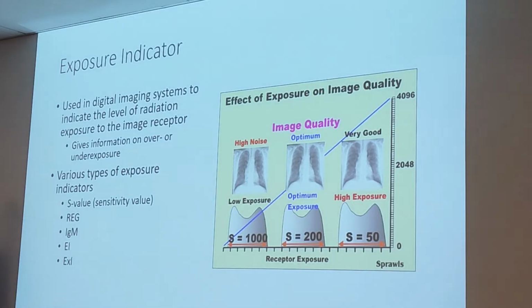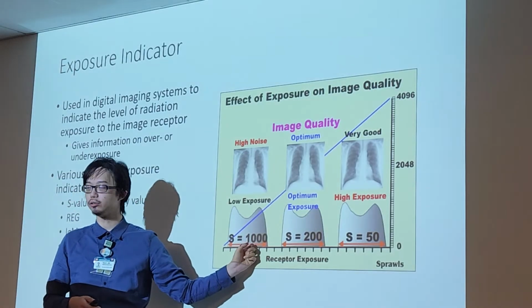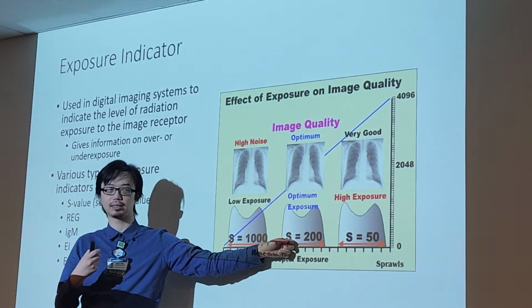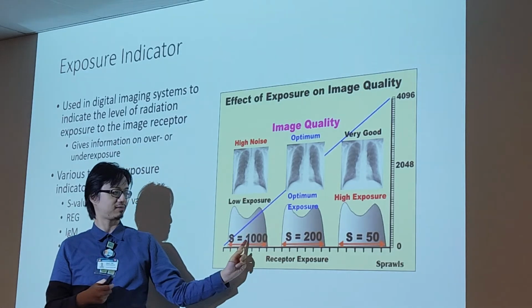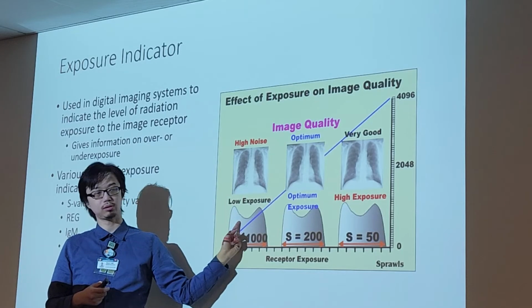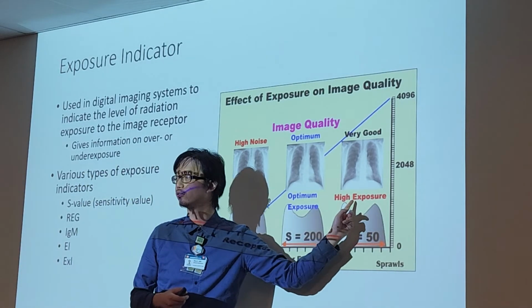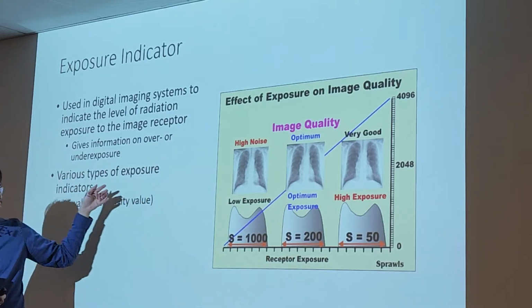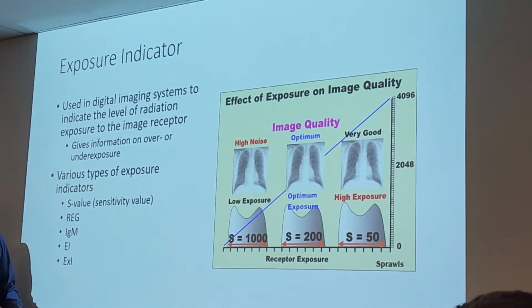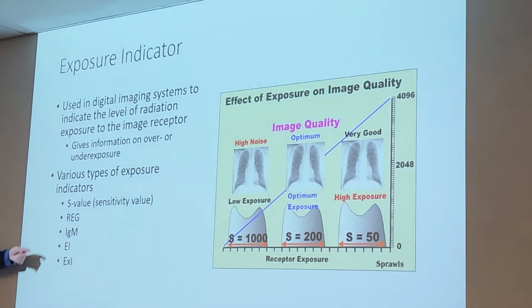Okay? So, any questions about this here? Over here, here's our example of S values. S value of 200 for this exam gives us our optimum exposure. S value too high means underexposed. S value too low means overexposed. But everything else is direct. All of these other ones are a direct relationship. So we have REG, we have log mean. So this is actually an L, a lowercase l. It's LGF, log mean. And then we have EI and EXI for our exposure index.